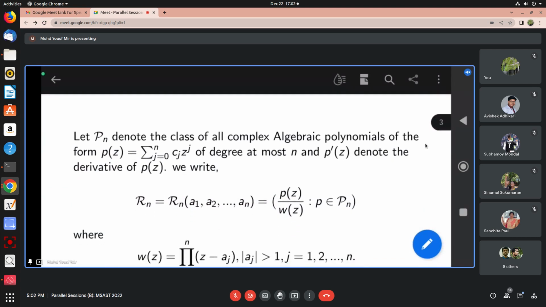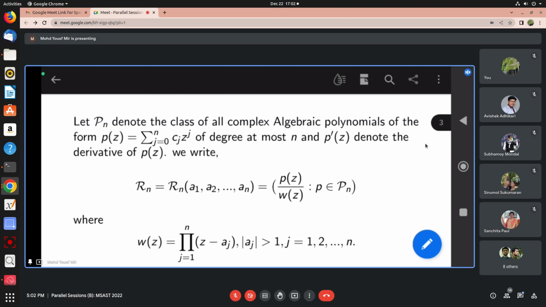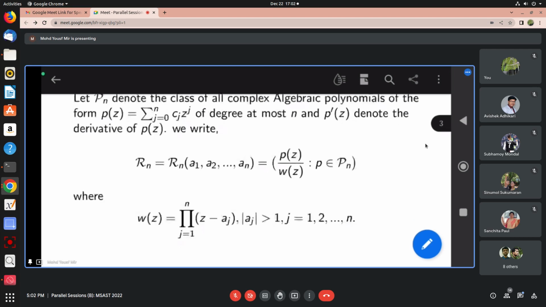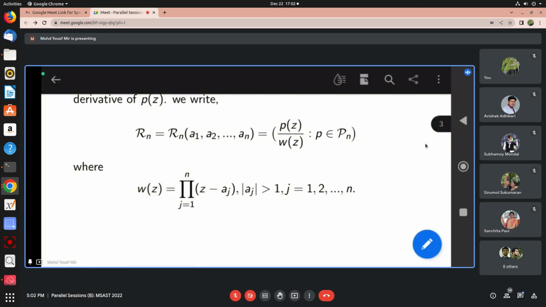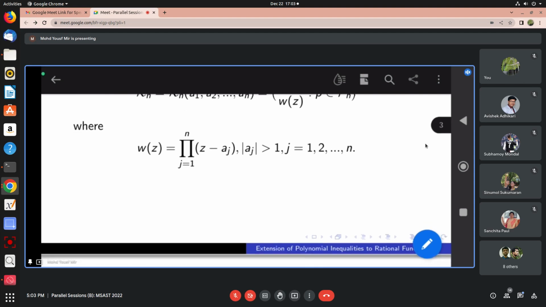We denote here by Pn the class of complex algebraic polynomials of the form P(z) equal to summation c_j z^j, where j runs from 0 to n, of degree at most n. And P'(z) is the derivative of P(z). We here write Rn as the set of rational functions, defined as the ratio P(z) by W(z), where P is a polynomial of degree at most n. And W(z) is defined as the product of (z minus a_j).